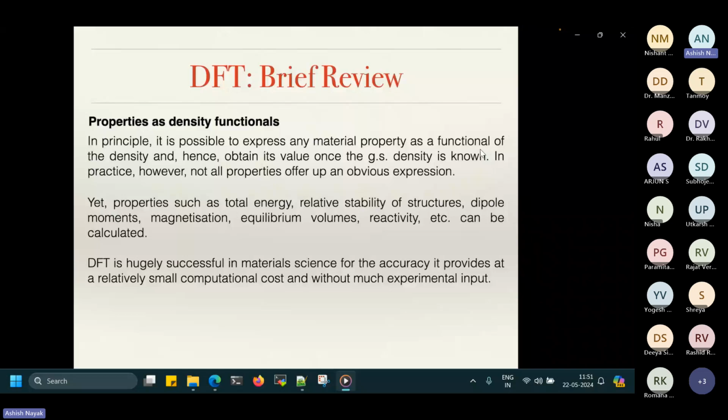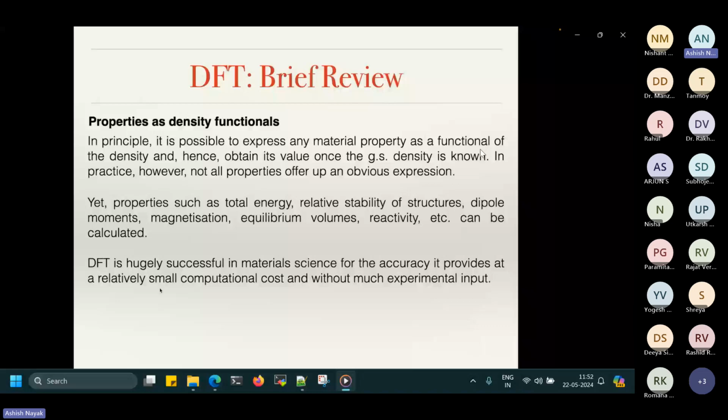Yet there are properties such as total energy, relative stability of structures, dipole moments, magnetization, equilibrium volumes, reactivity, etc., which have been calculated, predicted for several materials in almost exact agreement with experiments. And hence, DFT has proven to be hugely successful in material science for the predictive power and accuracy that it provides at not a very significant computational cost.